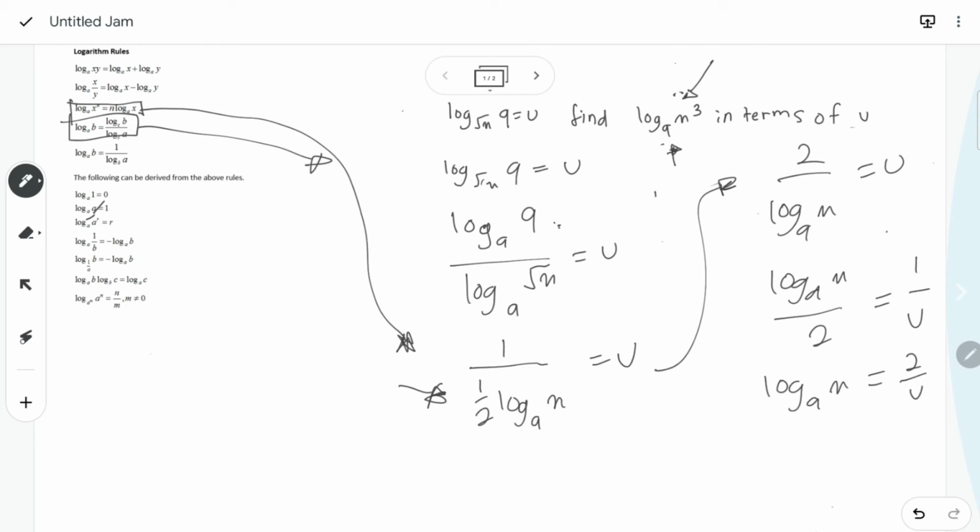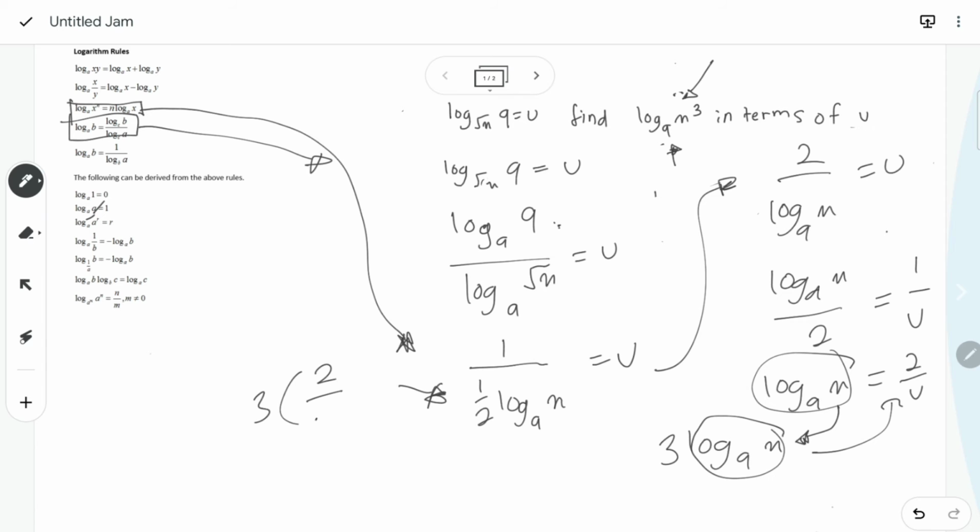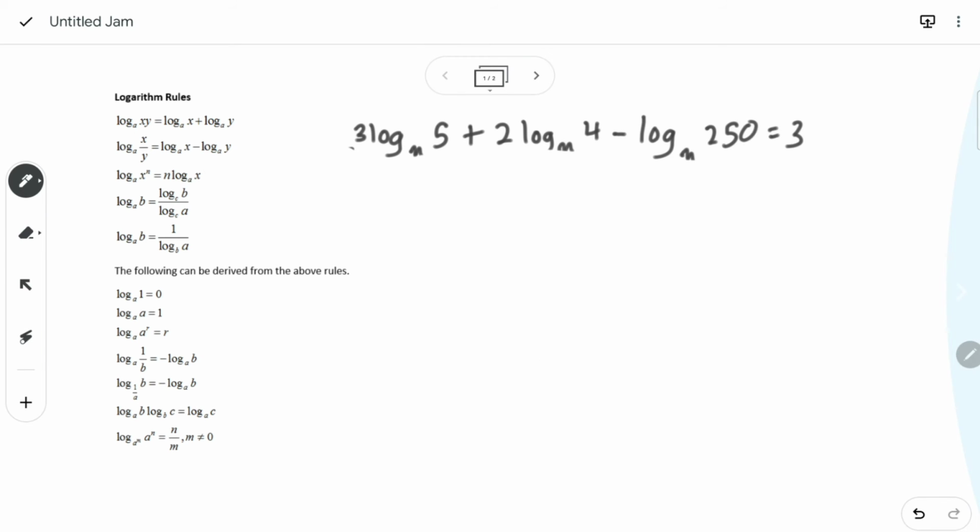So because log 9x to the power of 3 is equal to 3 log 9x, you just need to replace the log 9x with 2 over u. So 3 in bracket 2 over u will get 6 over u. So that's your answer. This involves the product law and division law, like I said before.